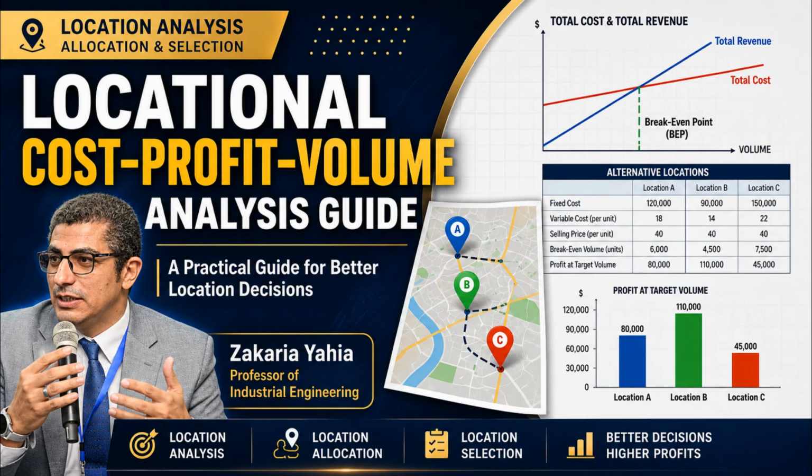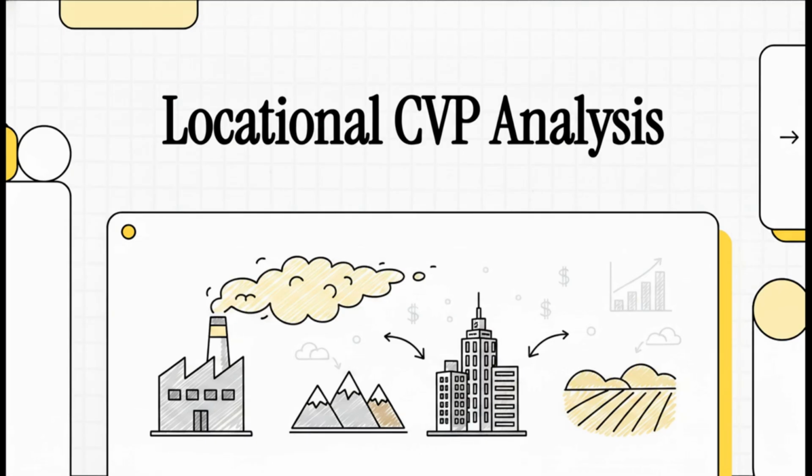We're going to take our time and walk step by step through an incredibly powerful business tool called Locational Cost-Profit-Volume Analysis, or just Locational CVP for short. If you've ever wondered how these massive companies figure out exactly where to build a new multi-million-dollar factory, without just guessing or throwing a dart at a map, well, this is the secret. It's all about using some pretty straightforward math to solve that big dilemma.